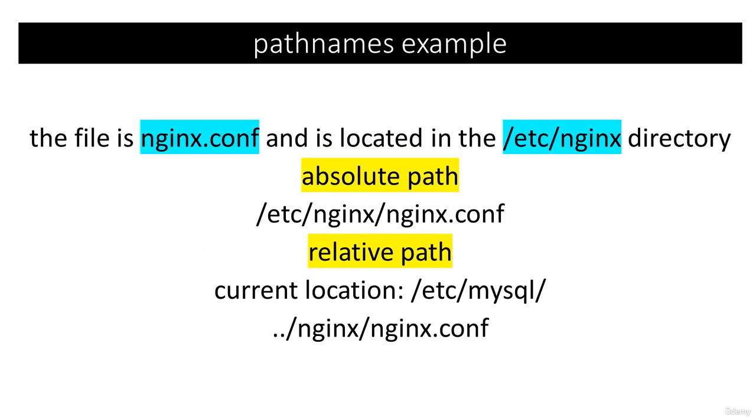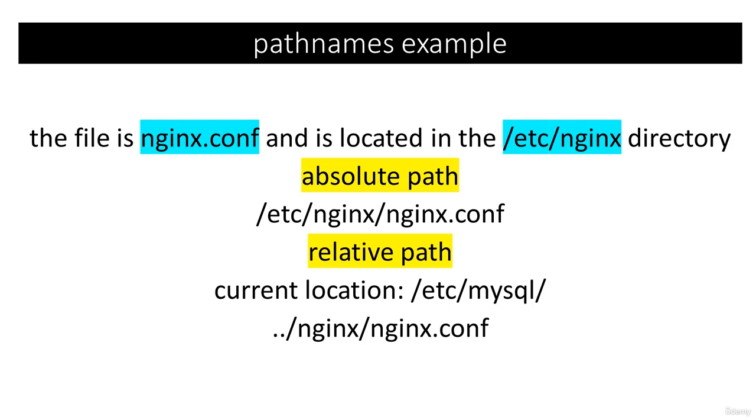Here we have an example. The file is nginx.conf and it's located in the /etc/nginx directory. So the absolute path will be the path from the root directory. The root directory, as discussed in a previous lecture, is indicated with a slash. So the absolute path will be /, the root directory, etc/nginx/, ending with the file name nginx.conf.